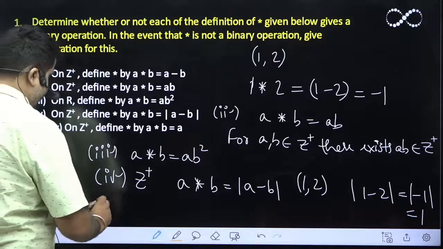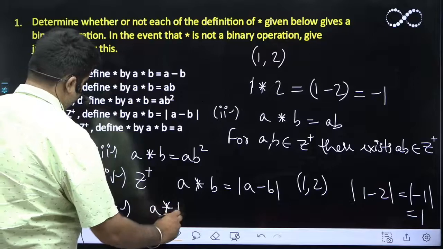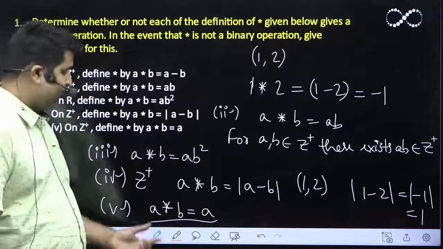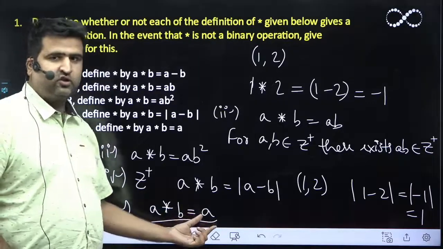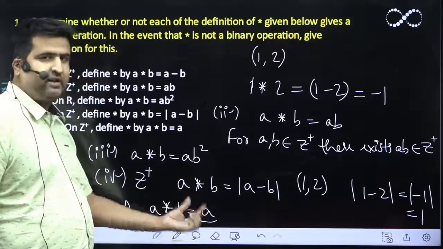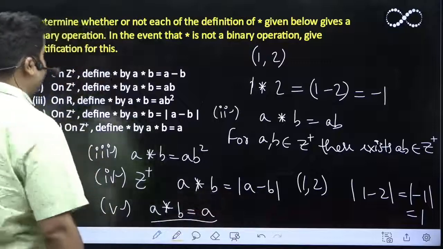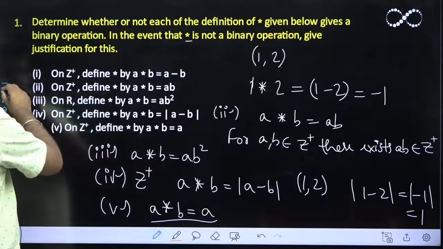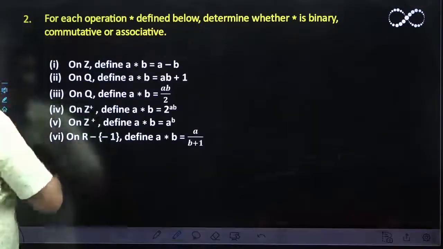And let's see the fifth question. A star B is equal to A. Now this is also very simple. If A and B both belong to Z plus, this will also belong to Z plus. Since A belongs to Z plus, the answer A will also belong to Z plus. So that's how we see whether this star is a binary operation or not. So moving on, let's see the next question.